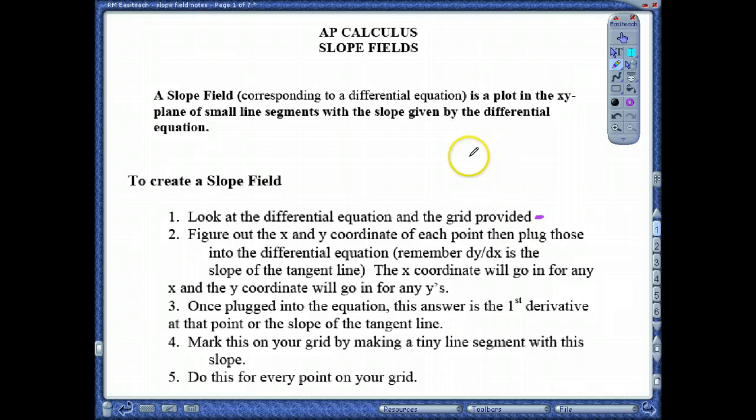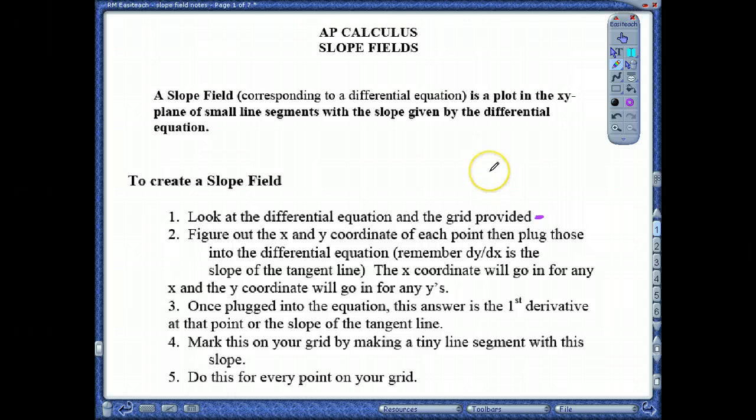So to create a slope field, what you're going to do is look at your differential equation in the grid provided. You're going to find the x and y coordinate of each of the points, and only the points that they ask us to find a slope field for. And we're going to plug that into the differential equation. And please remember that dy over dx is just the slope of the tangent line. Once you plug that into the equation, that answer is your first derivative. That's the slope that you're going to generate at that point. You're going to mark this on your grid by making little tiny line segments with the slope. You're going to do this for every point on your grid.